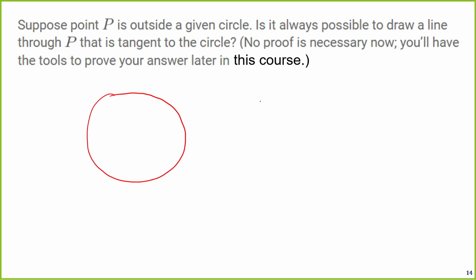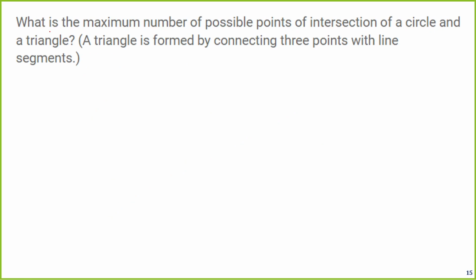Okay, suppose we have a circle and a point P is outside a given circle. It looks like it's always possible to draw a line through P that is tangent to that circle, right? Or at least, actually, you can draw two such lines. So we'll prove this theorem later in this course. Okay, next. What is the maximum number of possible points of intersection of a circle and a triangle? Can you make a reasonable guess?